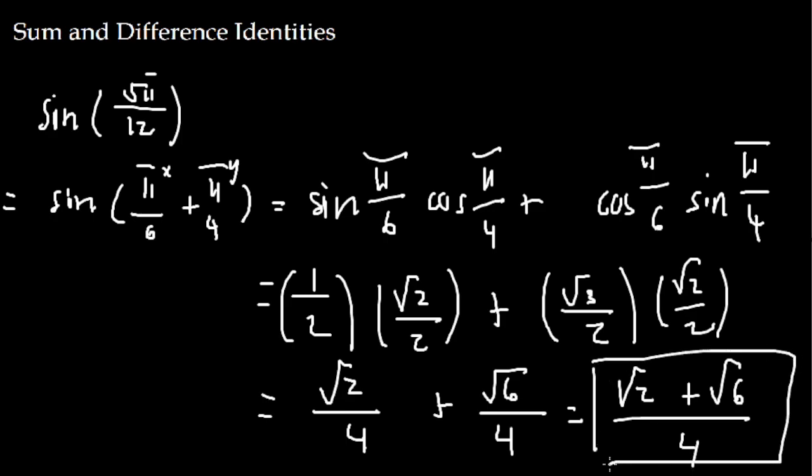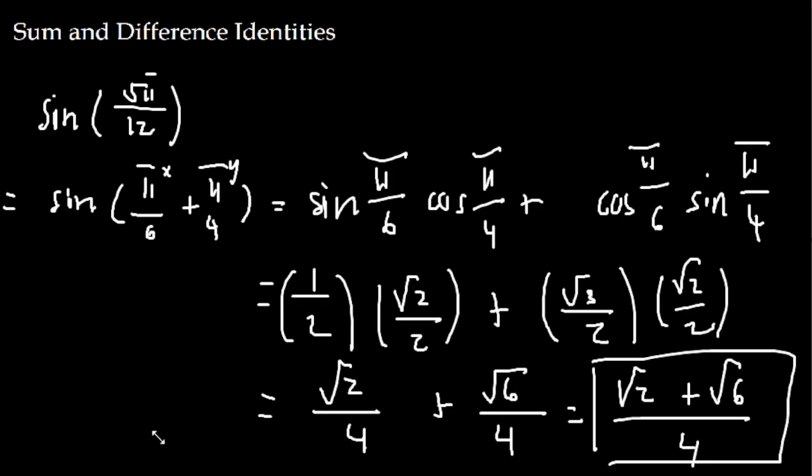Now let us type it in our calculator. Sine of 5 pi over 12. Ayan. Lumabas sa akin is 1 plus square root of 3 square root of 2 over 4. Now, same lang siya dito kasi distribute square root of 2 plus square root of 6, square root of 3 times square root of 2 is square root of 6 over 4. Yan.